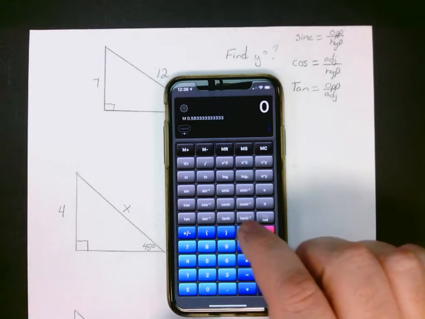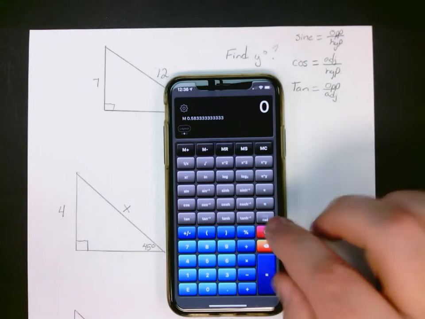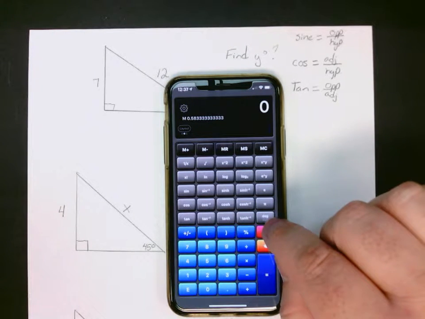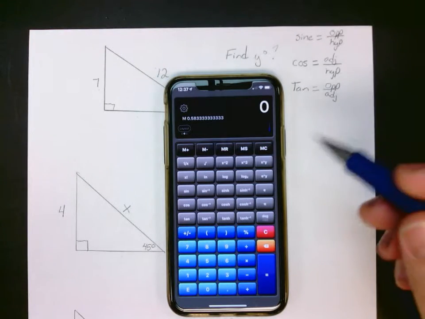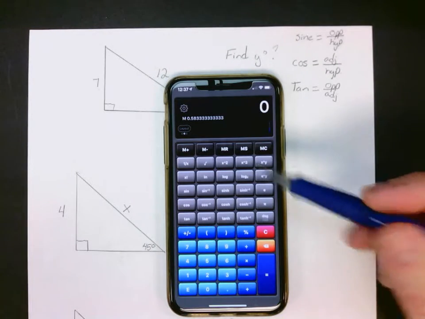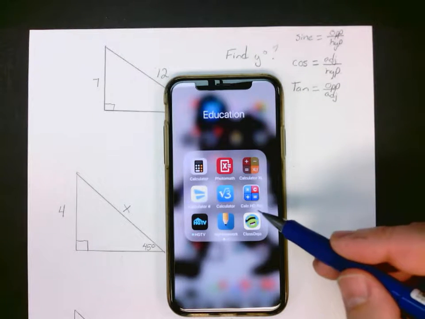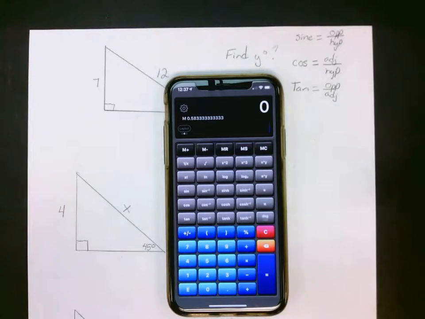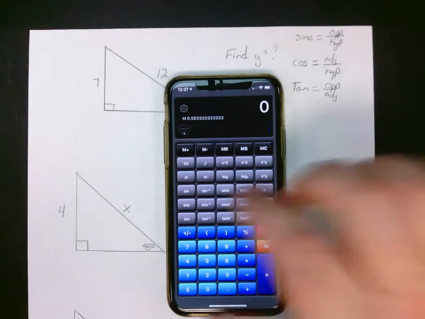Okay, so now we're using sine. To find the angle of sine, the big thing is you have to make sure, right here on mine, that you have it in degree mode. You have to have it in degree mode. This calculator is just a free app. It's called Calculator HD Pro. I think the Pro might be a couple dollars, but you can get the free version and it has everything you need.